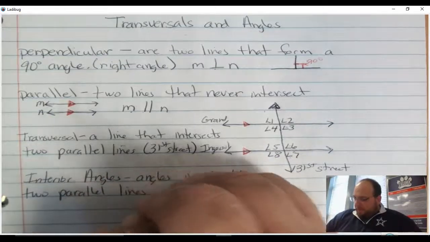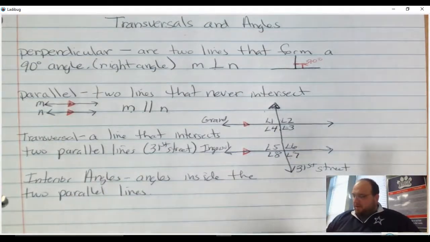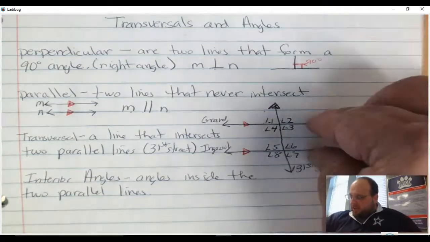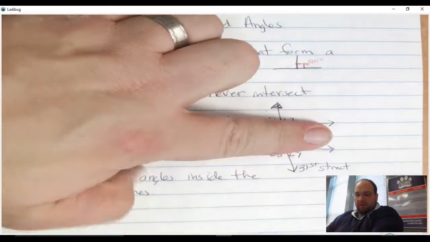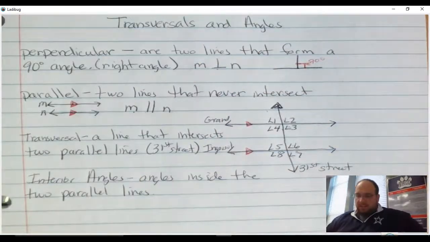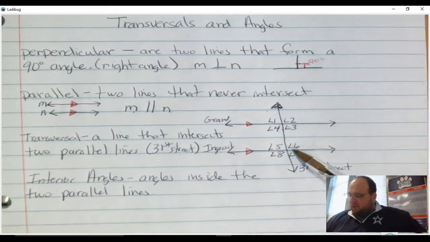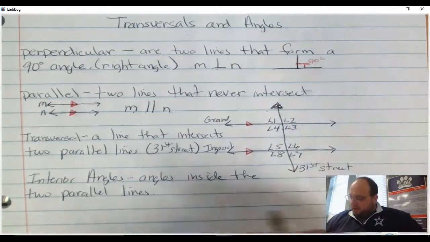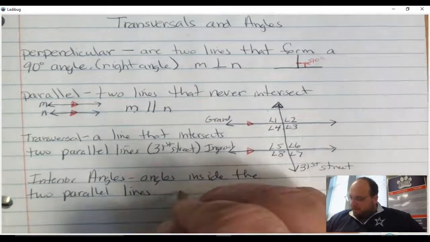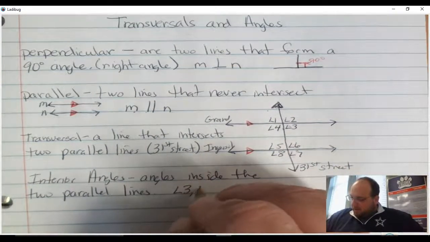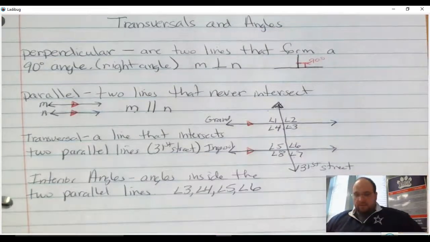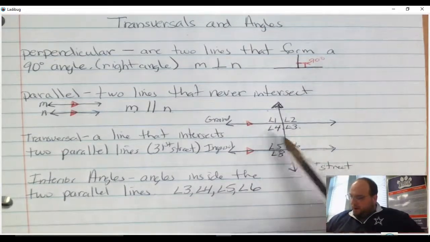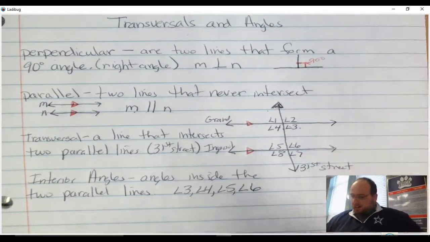So we have to be able to identify the two parallel lines. The two parallel lines are Grand and Ingersoll. So what I want are the angles that are between, so right here where my finger is, between the ones that I covered up, between the two parallel lines of Grand and Ingersoll. Those interior angles would be angle 3, angle 4, angle 5, and angle 6. So angles 3, 4, 5, and 6 are interior angles.